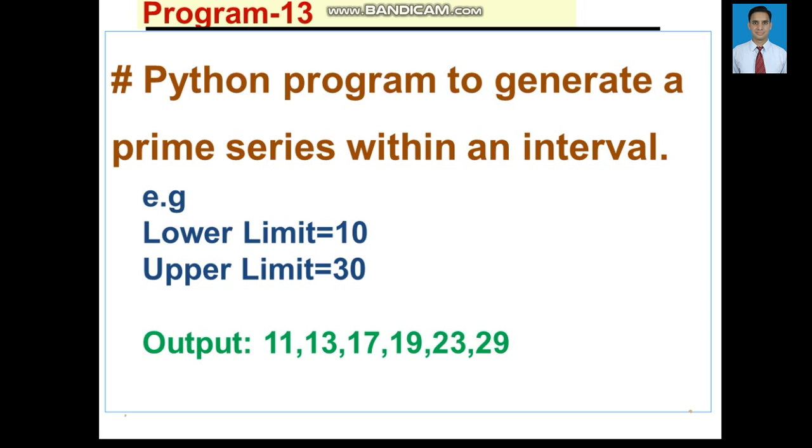For example, if a user enters a lower limit as 10 and an upper limit as 30, then all the prime numbers within the interval 10 to 30 should get displayed, and the output should be 11, 13, 17, 19, 23 and 29. We will implement this program practically. First we will write the coding part of this program, then with the help of a dry run I will explain the logic of this program.